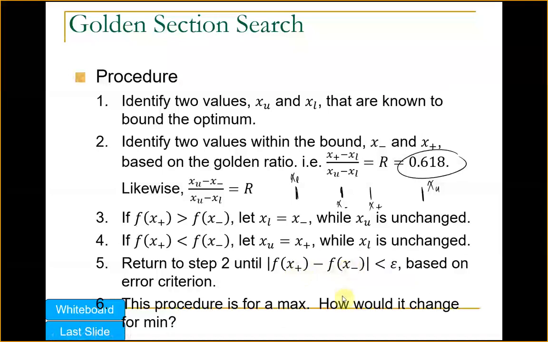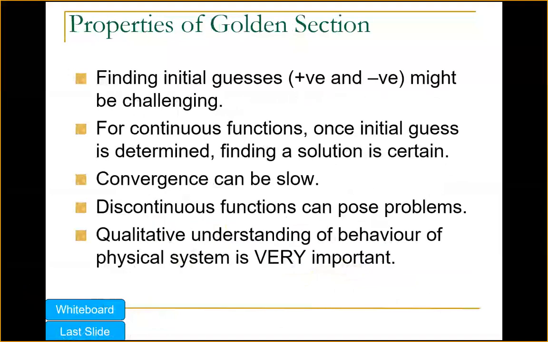If it was a minimum, it's quite clear. You would simply say if this is less than that, and everything else will be the same, or if this is greater than that, then this will be the same. So when you're doing the golden section search, you have to know if it's a minimum or maximum that you're looking for, and you must know that there is only one minimum or maximum within the bound. That's the golden section.